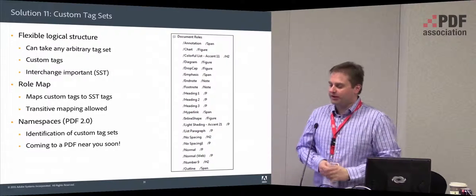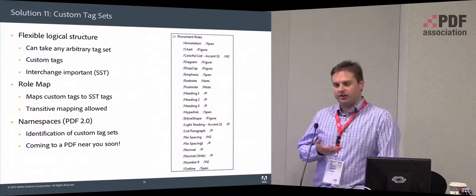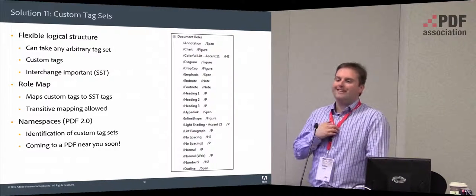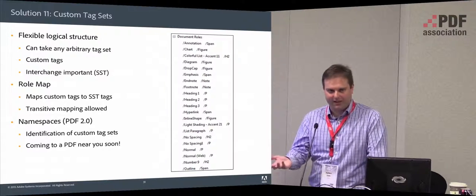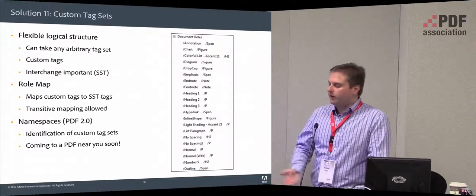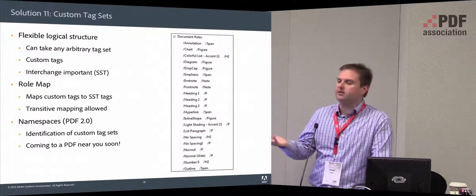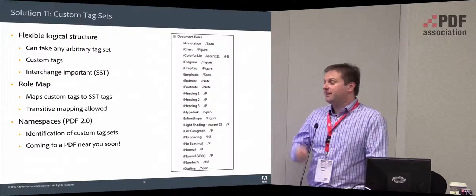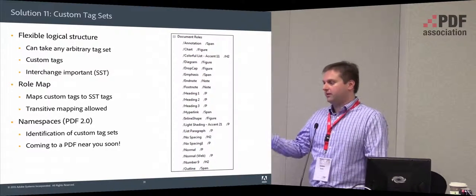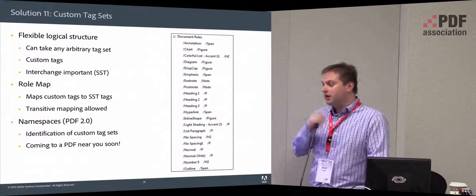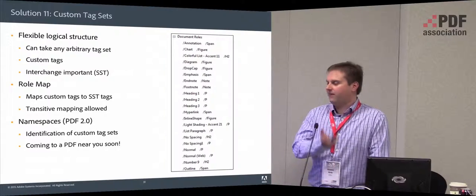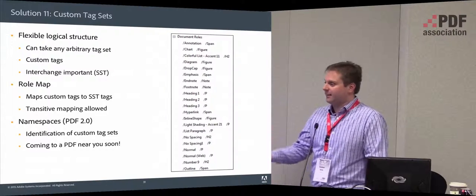In PDF 2.0, we've actually tried to make this even more exchangeable and interchangeable by using namespaces. So in PDF 1.7, there's no way to tell someone else what your custom tag set is. You have to assume that they can recognize it from the actual tags. In PDF 2.0, we include namespaces, similar in concept to XML namespaces. So you can say, this is the MathML custom tag set, so that if another person wants to reuse that, they know what it is, and then they can do it. If their processor understands your custom tag set, they're welcome to use it. If not, they can fall back to the standard types.